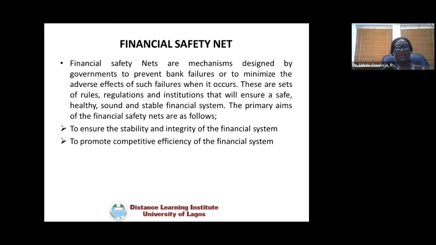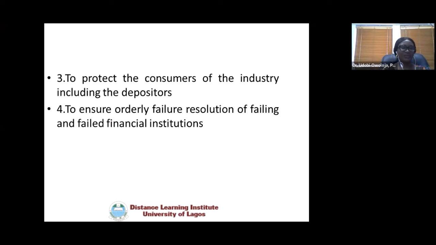The primary aims of the financial safety net are as follows. One, to ensure the stability and integrity of the financial system. Two, to promote the competitive efficiency of the financial system. Three, to protect the consumer of the industry, including the depositor. Four, to ensure orderly failure resolution of failing and failed financial institutions.